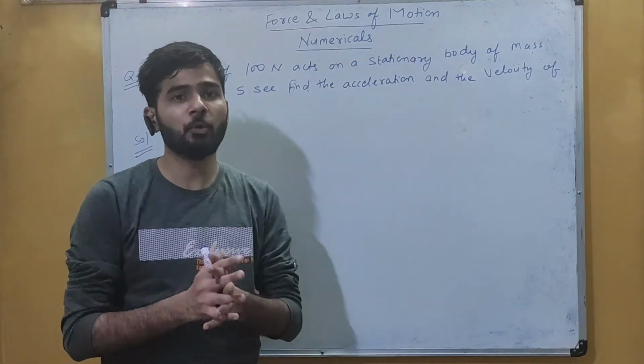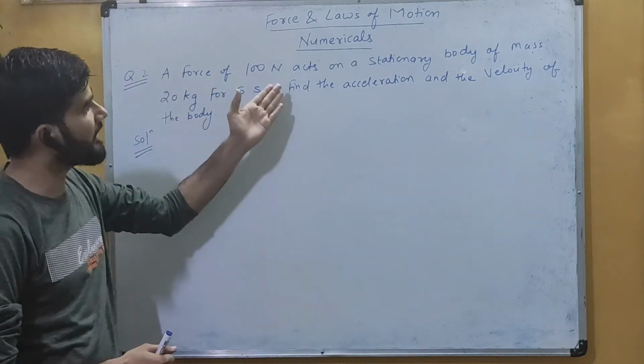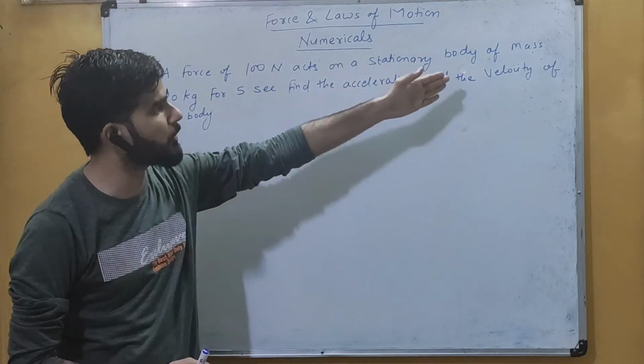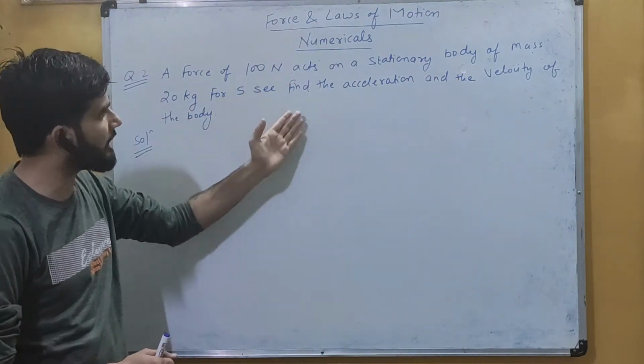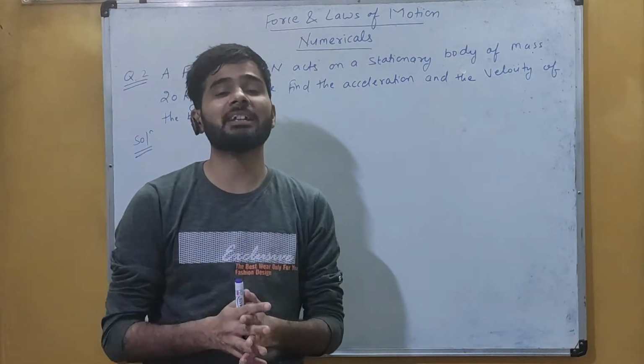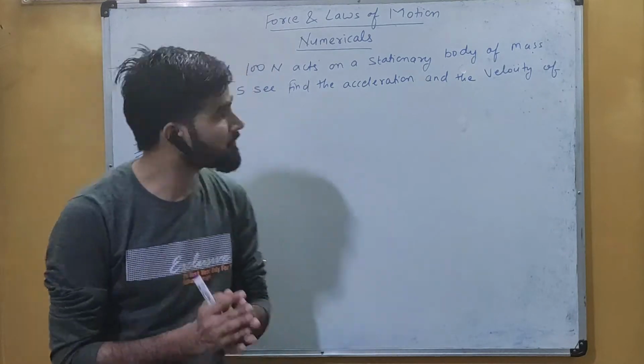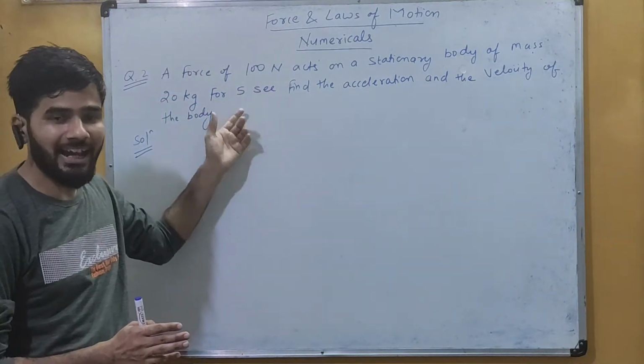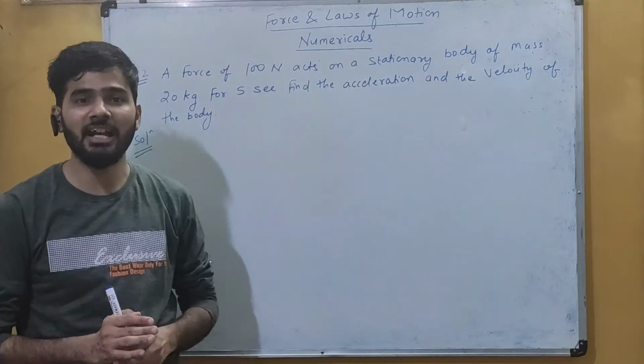Now let us take one more numerical: a force of 100 Newton acts on a stationary body of mass 20 kg for 5 seconds. Find the acceleration and the velocity of the body. Now in this numerical, the force is given, and we also have the mass of the body and the time, and we have to find the acceleration and velocity.